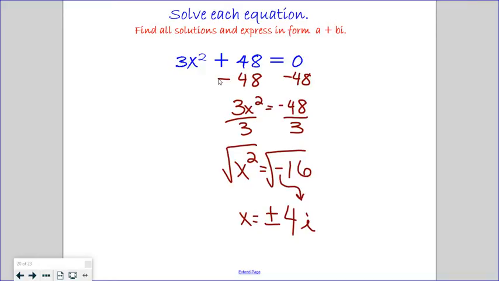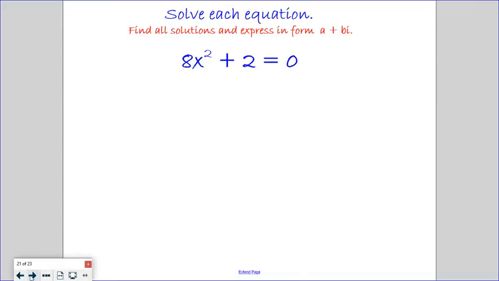I do want to do one that has a fraction because sometimes fractions make people freeze for a second, but guys, no different, right? So if I am solving and I run into a fraction, we still can get an answer that's imaginary.